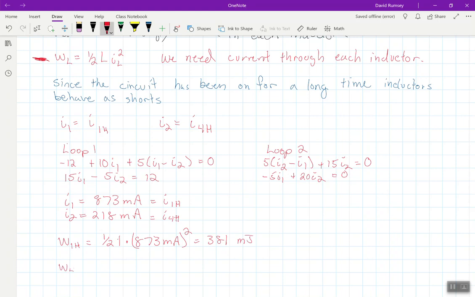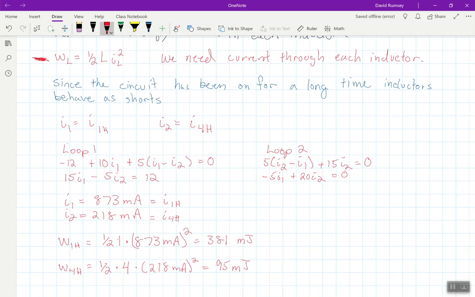And then if we do the energy stored in the 4 Henry inductor, we get 1/2 times 4 times 218 milliamps squared, which is 218 milliamps squared divided by 2 times 4, which is 95 millijoules of energy stored in the 4 Henry inductor.